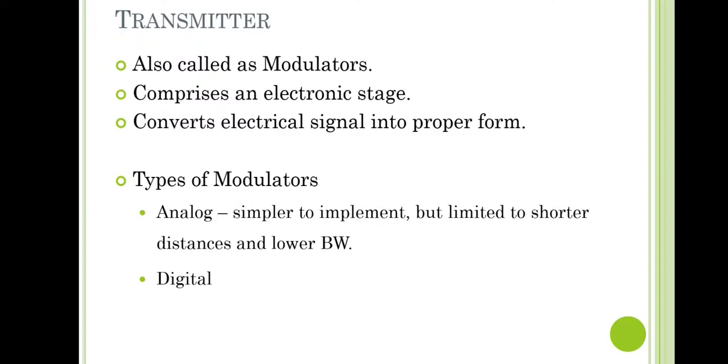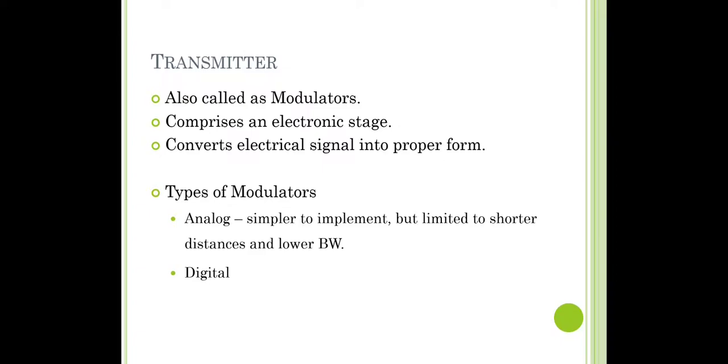Normally the analog modulators are easy to implement, but they have some limitations. That is, they are applicable for shorter distances and are suitable for lower bandwidth communication, because in order to implement analog modulators in the circuit, it must have a high signal to noise ratio. So these are the points that are discussed for the transmitter block.